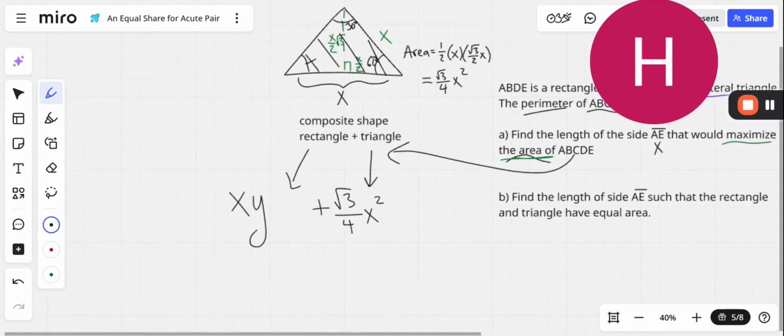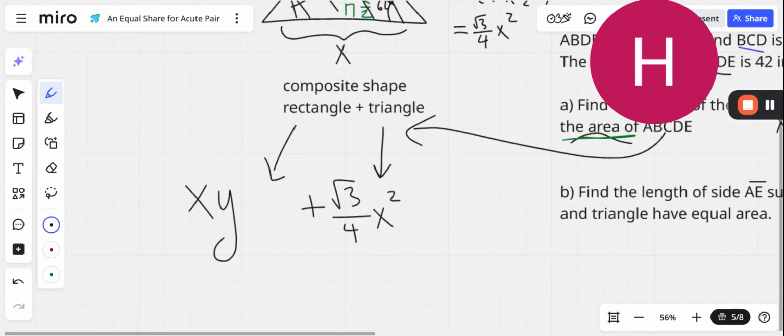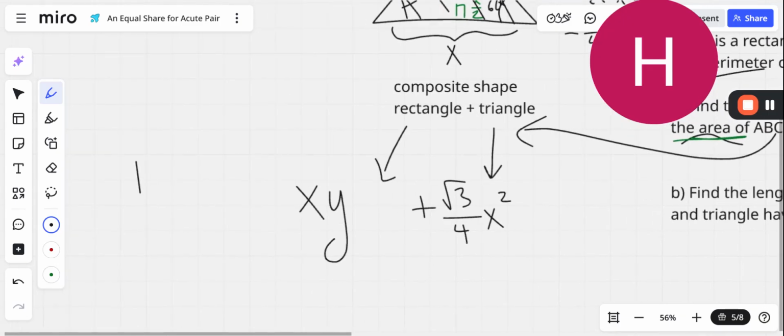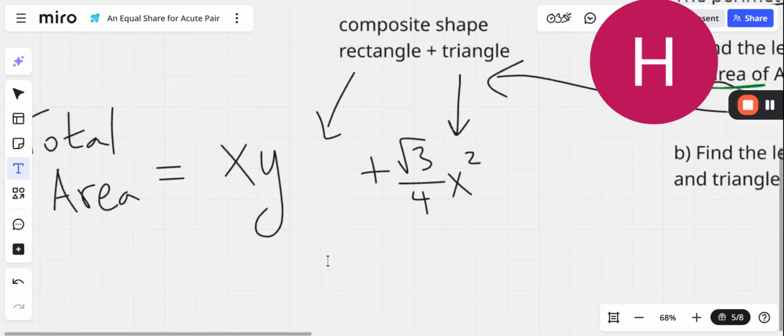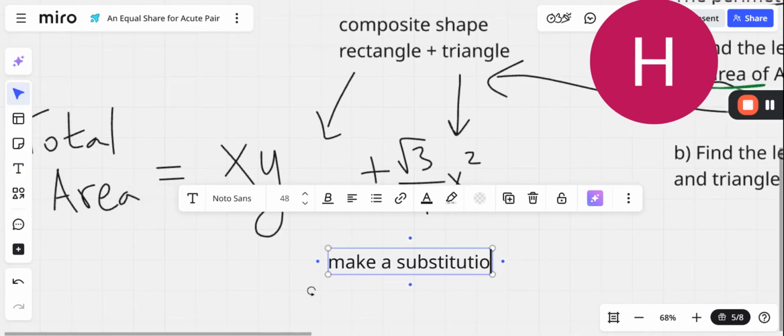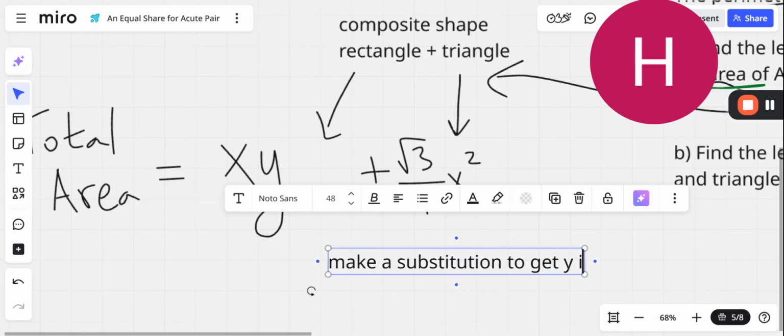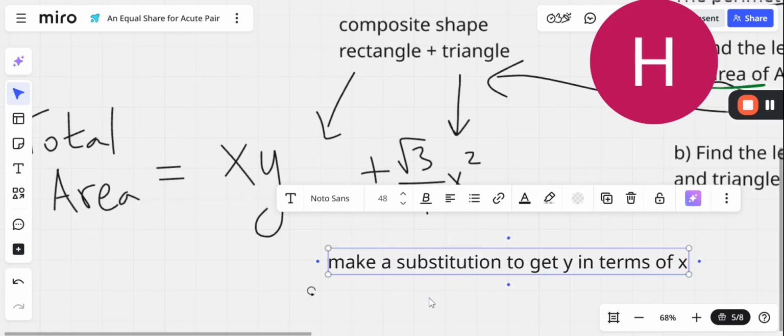But what we need to do is maximize this, and we can only do that if we get this all in terms of one variable. So here we have the total area, which is what we want to maximize. And we need to put it in terms of just x. So now it's time to make a substitution to replace y, I should say, in terms of x.